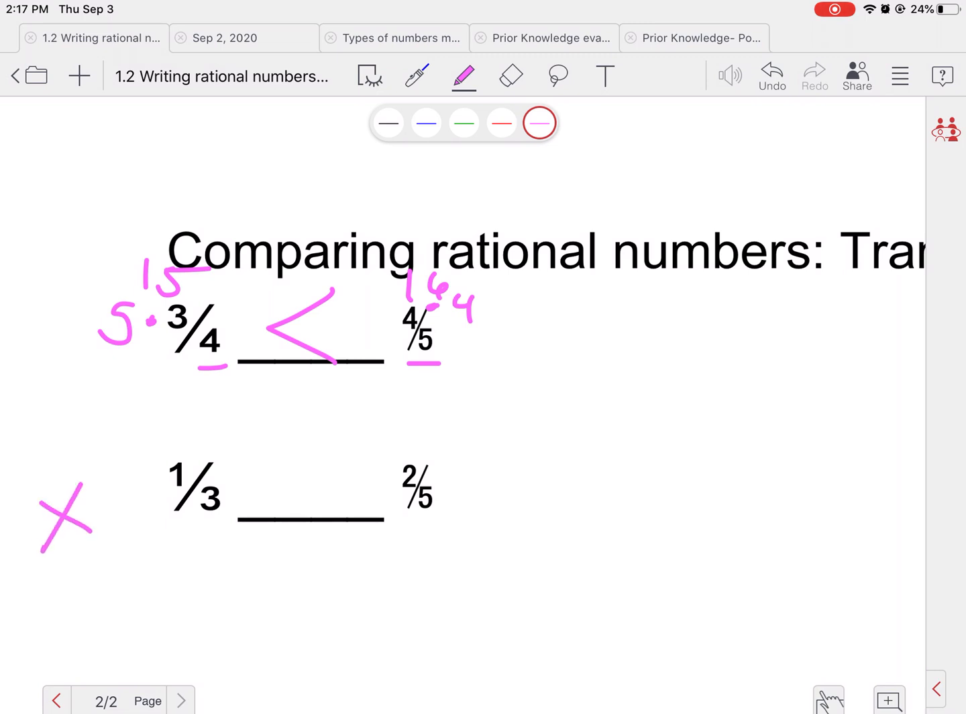Okay, so which one's bigger for this one, 1/3 or 2/5? So again, I'm going to get 15 as my common denominator. And I don't have to do the bottom because I already know it's going to be 15. So to get 15, I have to multiply by 5, which would give me a total of 5 on top. Here I have to multiply by 3, and 2 times 3 is 6. So 6 is bigger than 5. So 2/5 must be bigger than 1/3.